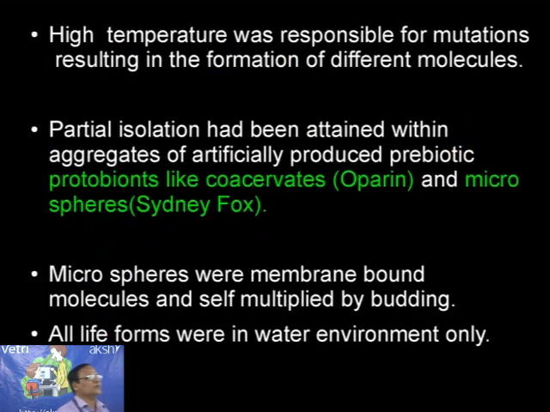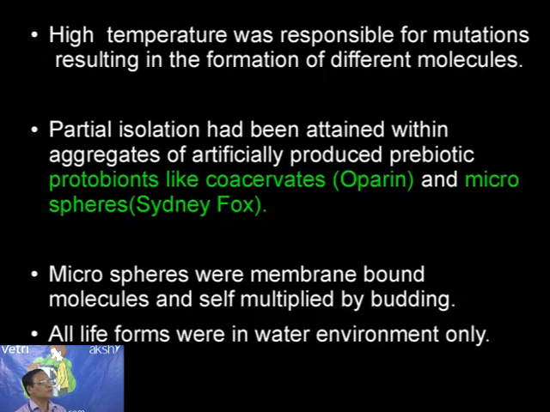Now, how is mutation normally caused? In the past, mutation occurred because of high temperature. We have seen already the high temperature prevalent in the primitive atmosphere. That high temperature was responsible for causing mutation in the molecules, leading to the formation of new molecules of different types. So by mutation due to temperature, many different molecules of different combinations have been produced with different properties.